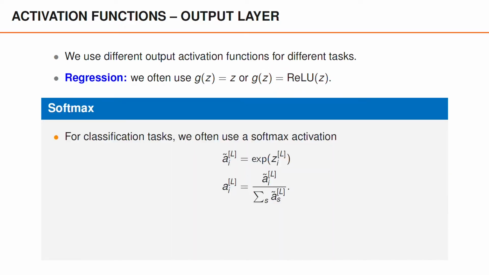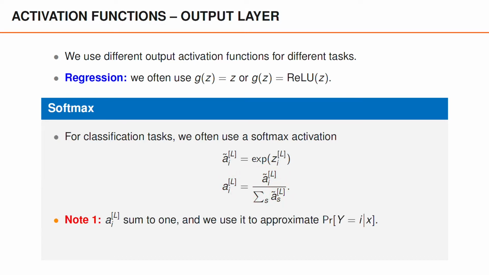Another very important activation function is the softmax function. We almost always use softmax for multi-class classification problems, such as image classification or to predict the next word in a sentence. In the softmax function, we first take e to the power of all the different z_i variables. Note that the variables a tilde i are all positive. In a second step, we then compute a_i by normalizing the a tilde variables. We note that the output variables are normalized to sum to 1.